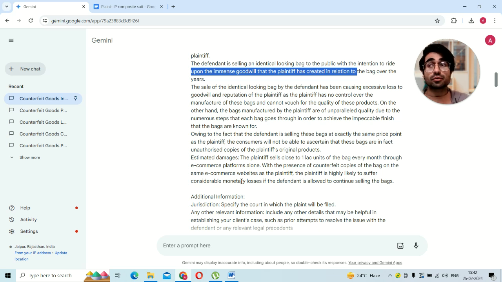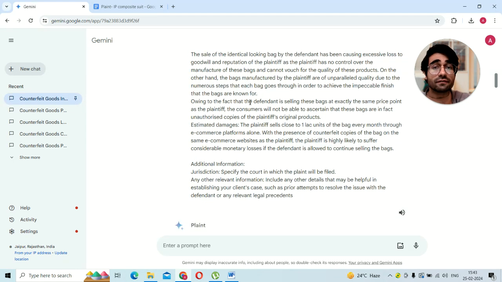They won't perceive them to be fakes sometimes, and that would directly threaten the goodwill that the plaintiff has created, right? Owing to the fact that the defendant is selling these bags at exactly the same price point as the plaintiff, the consumers will not be able to ascertain that these bags are in fact unauthorized copies of the plaintiff's original products, right?